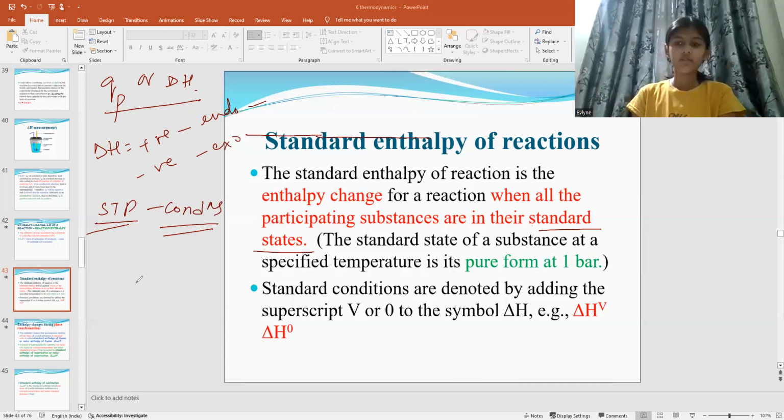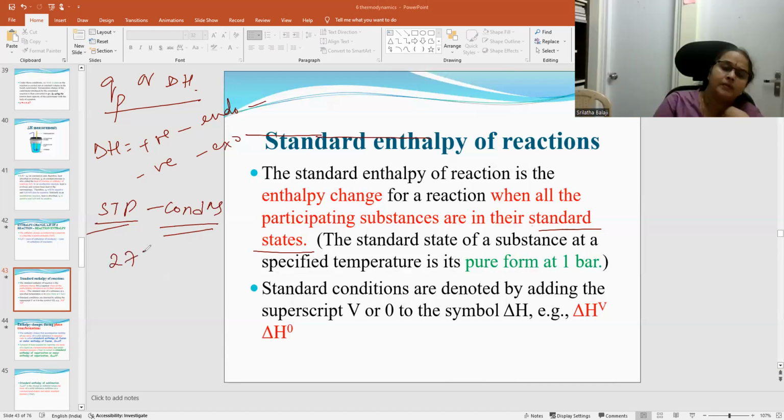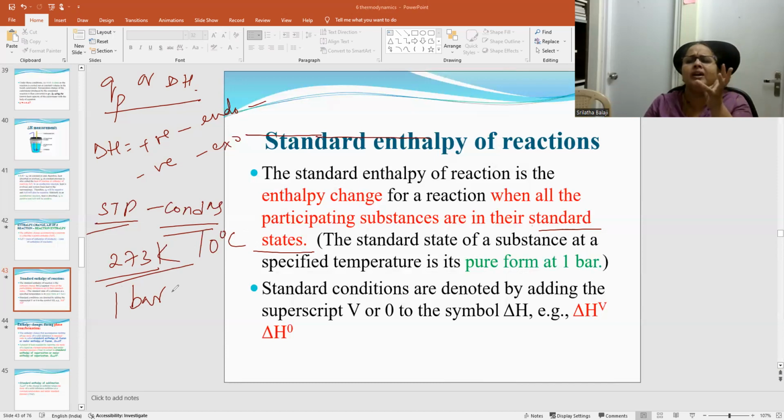Zero degrees Celsius and 1 atmospheric pressure. So that means 0 degrees Celsius or 273 Kelvin, 273.15 precisely, and 1 atmosphere. Actually, we take it as 1 bar. There's a subtle difference between bar and atmosphere. And what is a standard state? STP is standard temperature and pressure, but the temperature and pressure conditions at standard state are different.